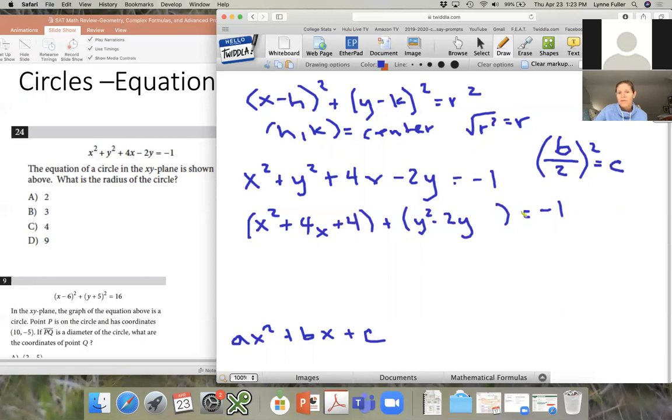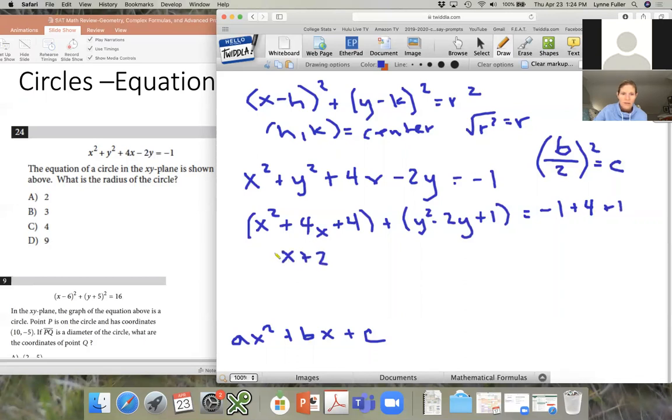And the whole rule of thumb when you're completing the square is whatever you do to one side, you have to do to the other side. They call that balancing the equation. So I added 4 here, I added 4 here. -2 divided by 2 is -1. -1 squared is 1, plus 1, plus 1.